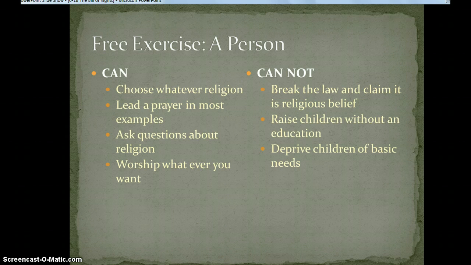If you live in countries like Afghanistan under the Taliban, you are not allowed to ask questions like that. This is doctrine, that's what it is. Don't ask. So we're lucky enough to have a free exercise, and you can worship whatever you want.